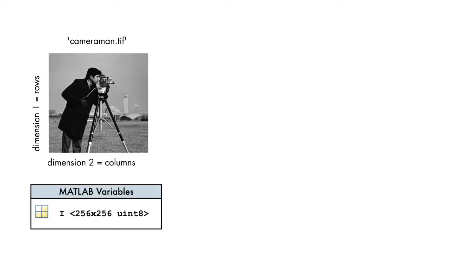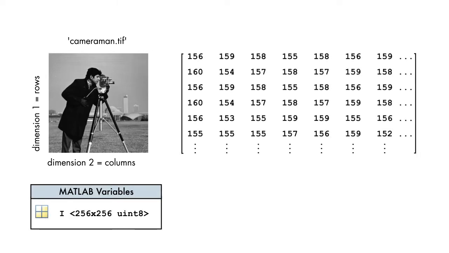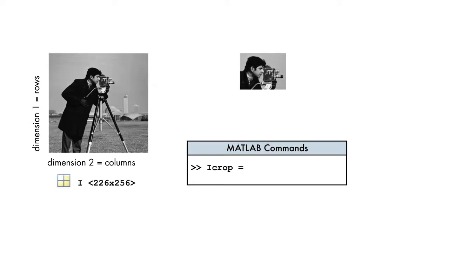A grayscale image is stored as a two-dimensional matrix of numbers, where each element represents a pixel intensity between 0 and 255. We can crop the image to contain only the man's face and camera by extracting a subset of the matrix. We extract the data by specifying the row and column indices of the data we want.